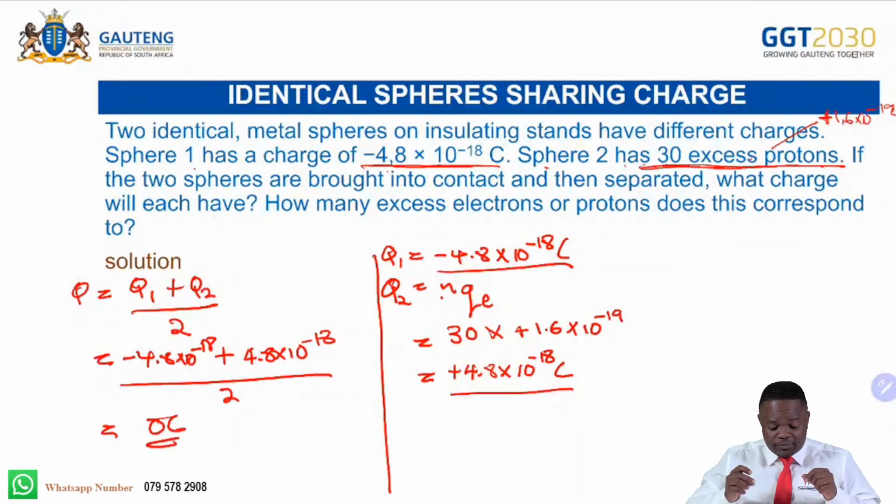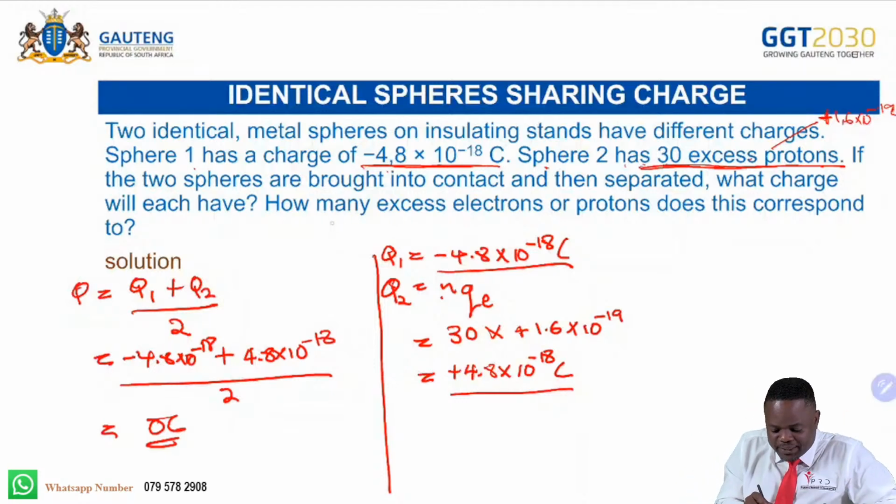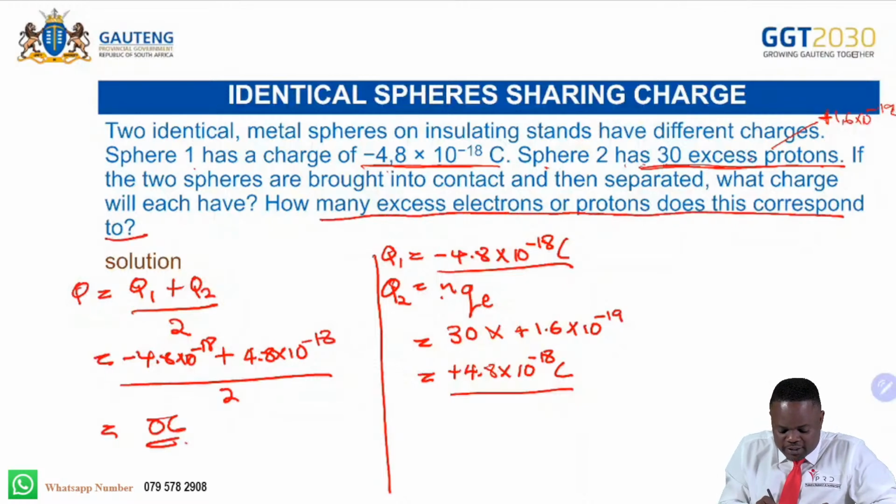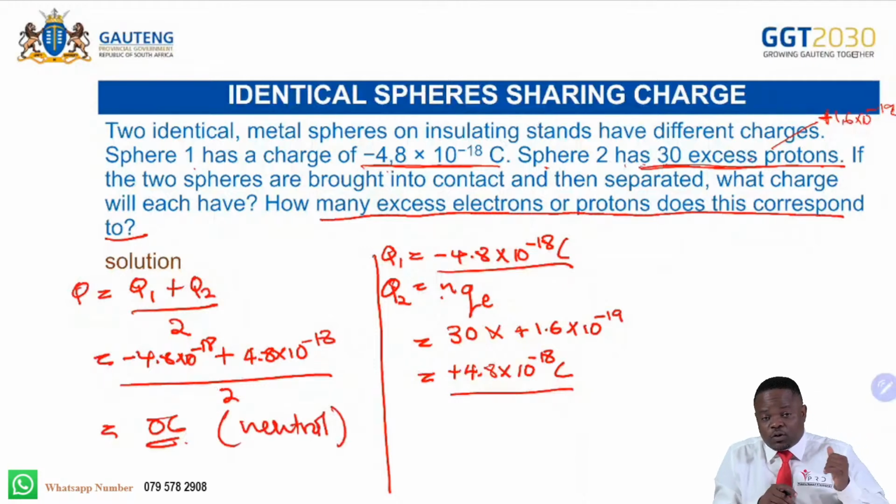Right? So now it means the overall charge after separation, the charge on each of these spheres, is going to be 0 coulomb, 0 coulomb. And then we're asking how many excess electrons or protons does this correspond to? 0 means neutral. Remember, this is no overall charge. Equal number of protons, equal number of electrons. So this means there are no excess electrons or protons because the two are now neutral. Okay, I hope that is making sense.